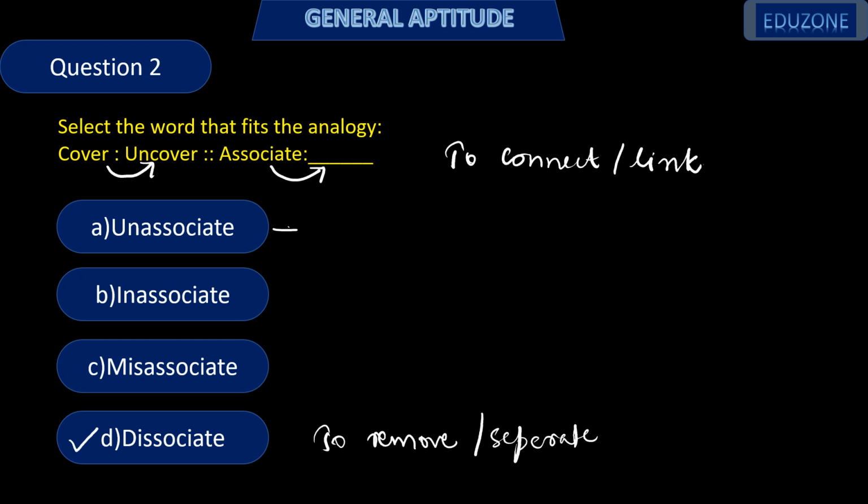Now what is unassociate? Unassociate means to detach something that was previously connected. That is unassociating from a relationship or a group, or unassociate your email from an account that was previously connected. Now we are detaching that thing. Now inassociate. Inassociate means not associated, and this word is not commonly used. Misassociate means to associate something incorrectly, so this is also not the right option. So associate has an opposite word, dissociate.